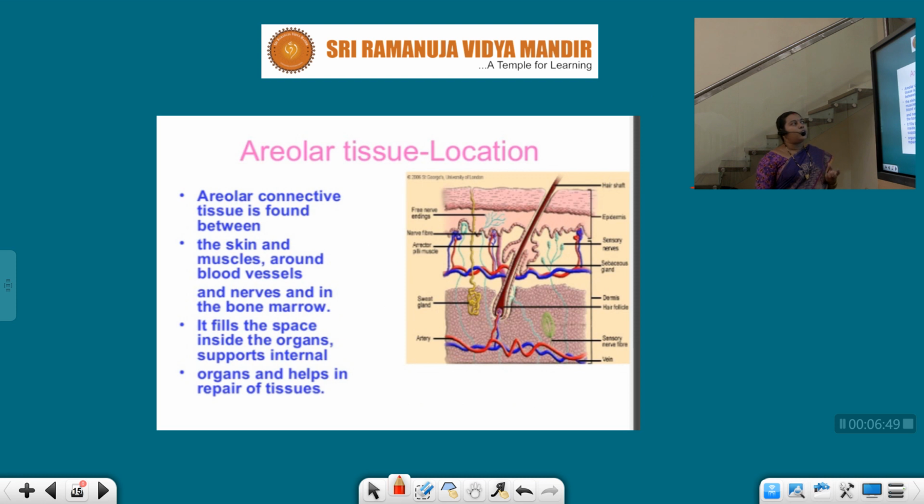Areolar tissue locations. Areolar connective tissue is found between the skin and muscles, around the blood vessels, and in the bone marrow. It fills the space inside the organs, supports internal organs, and helps in the repair of the tissues.